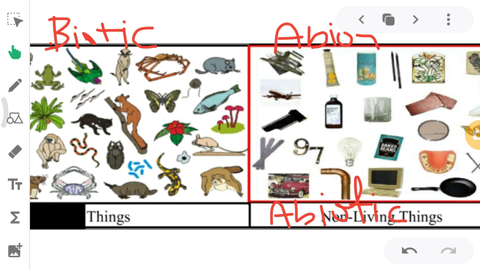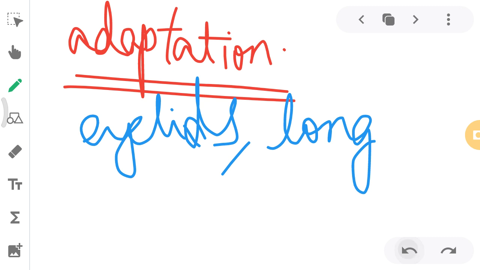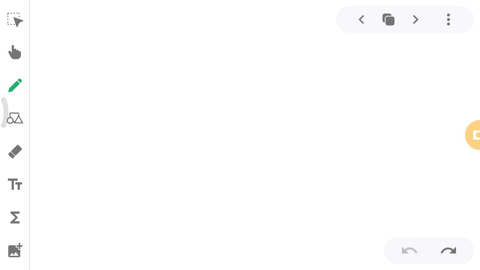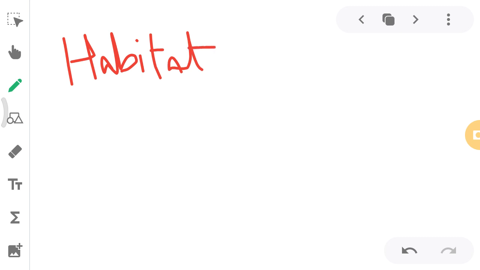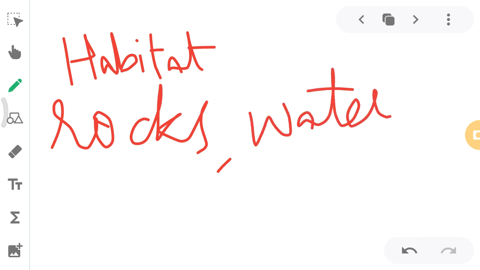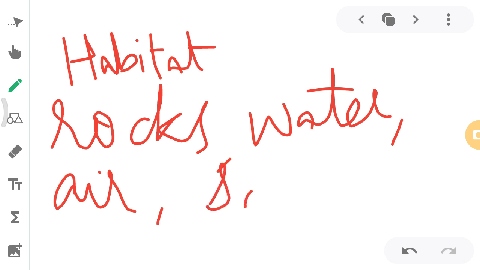So here we are talking about the habitat, right? So when it comes to habitat, what are the abiotic things? They are rocks, water, air, soil, and many more.